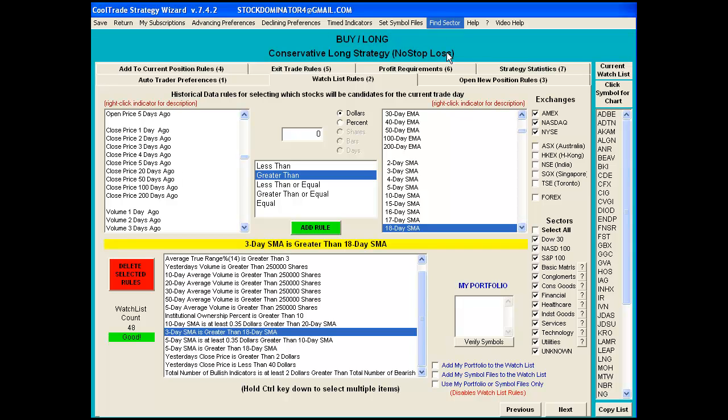And then we go over to the open position rules. The open position rules are very similar to the watch list rules, except they also include intraday data.